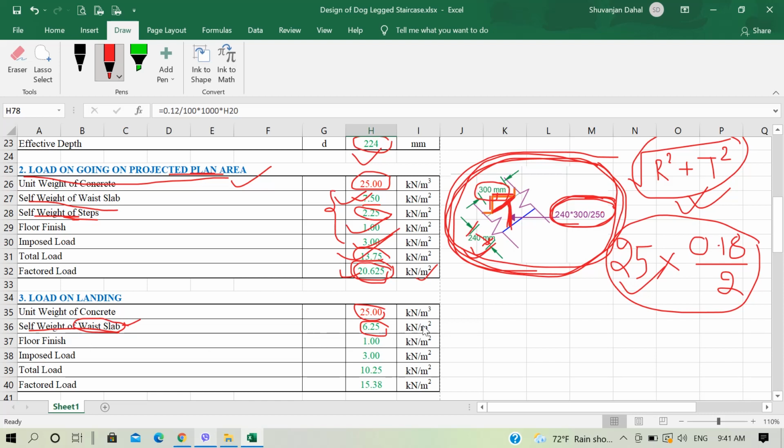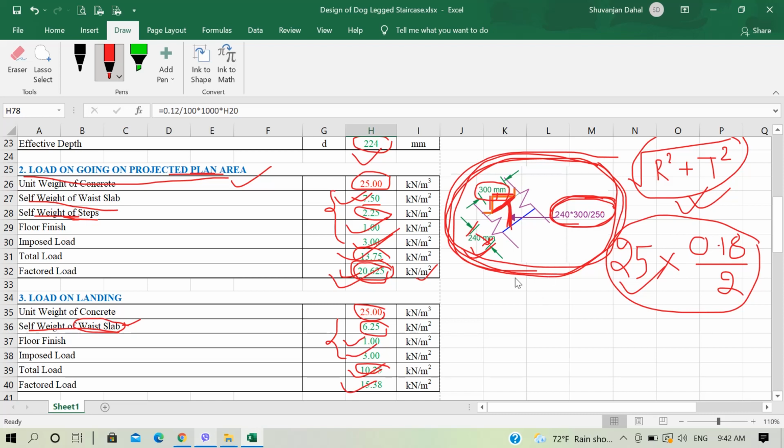So self weight 6.25, floor finish same, imposed load same. Now add these 3 loads to get the total load, which you get to be 10.25 kilonewton per meter square. Hence factored load will be 1.5 into this value, which comes out to be 15.38 kilonewton per meter square. So we got the factored load on our projected plan area 20.625 and factored load on landing will be 15.38.